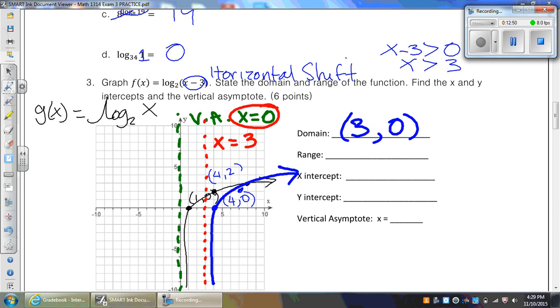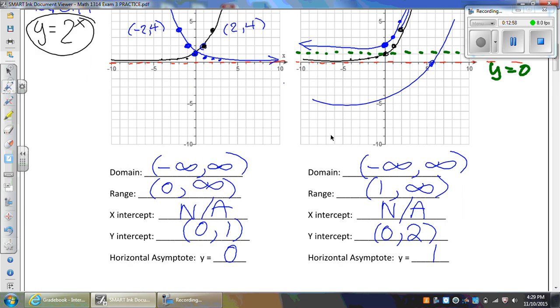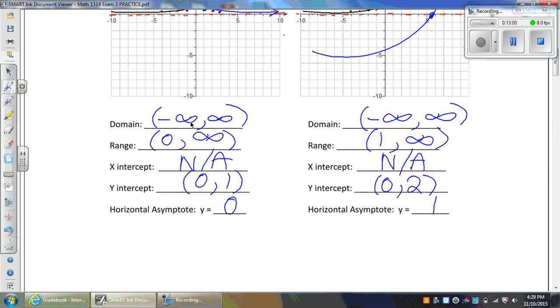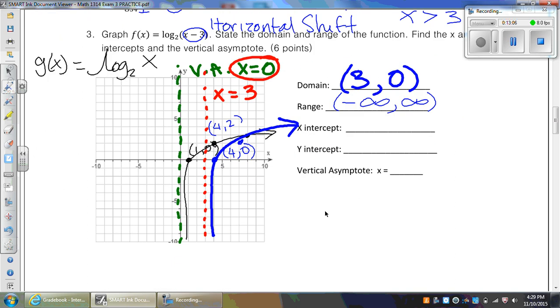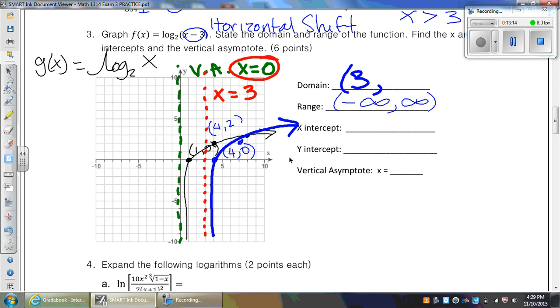What is the range of this function? It is all real numbers. And if you notice, when we graphed the exponential ones, the domain of an exponential is all real numbers. So it makes sense that the range of a logarithmic is all real numbers because they're inverses of each other. Yes? Isn't it 3 to infinity? Oh, yes, it is 3 to infinity. Thank you, Jonathan. So 3 to infinity, right? We have an arrow.